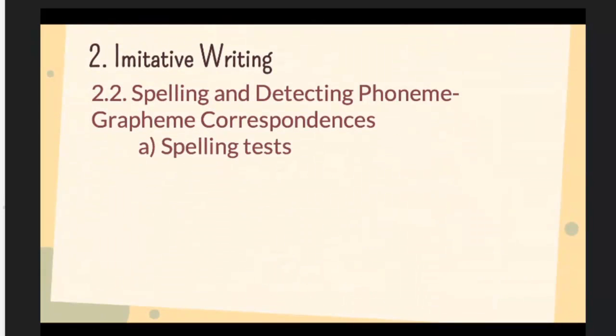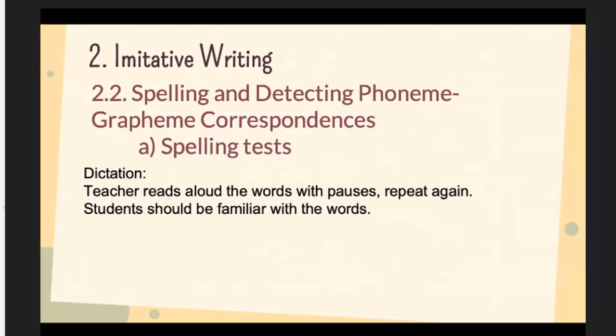So now we can use spelling tests like dictation to help the student check their phonemic correspondences. Teachers should read aloud a word, and you have to include pauses. You can repeat it if you want to, and normally we test students on words that they are familiar with already.